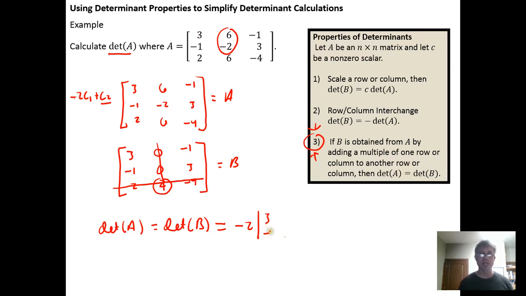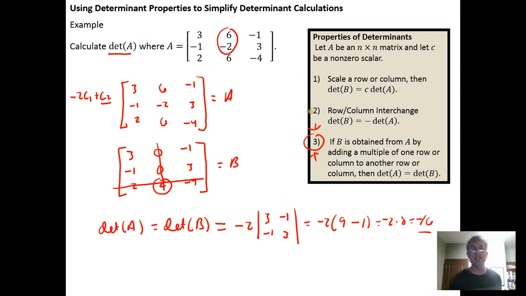So we take the determinant of the matrix that's left when we strike those out: 3, negative 1, negative 1, 3. And then we can do this calculation. This is equal to negative 2 times the determinant of a 2 by 2 matrix, where we take the product of the main diagonal, 3 times 3 is 9, minus the product of the other diagonal, negative 1 times negative 1 is positive 1. We get negative 2 times 8, which is just negative 16.